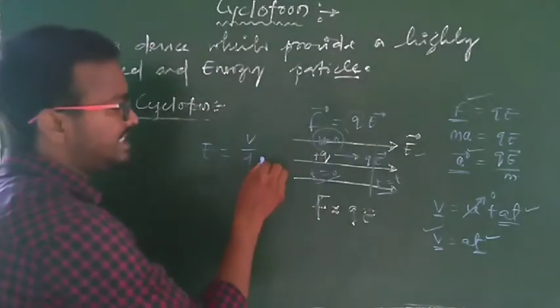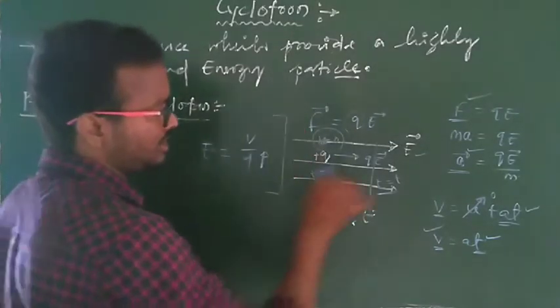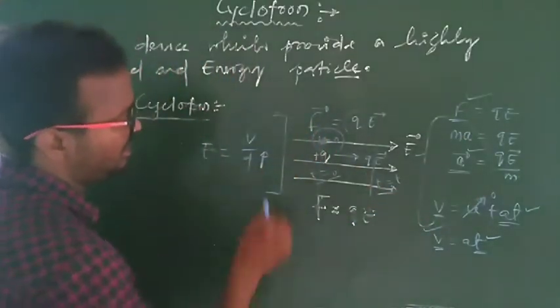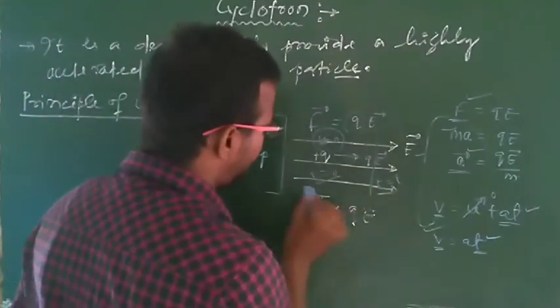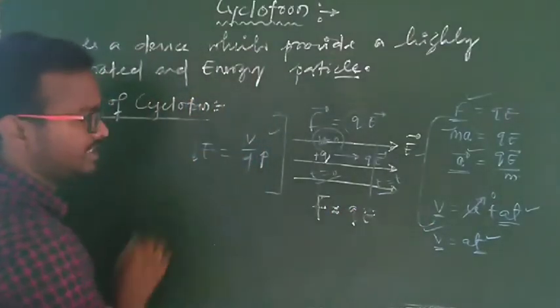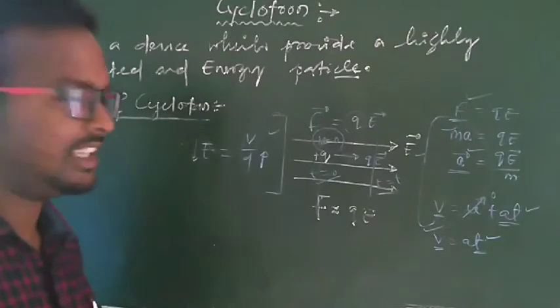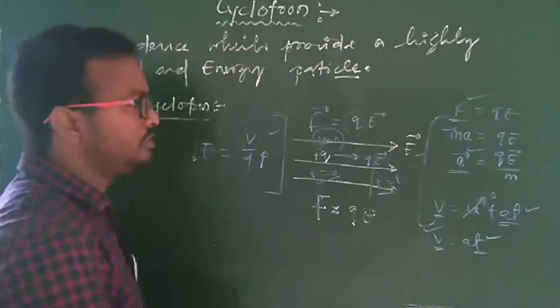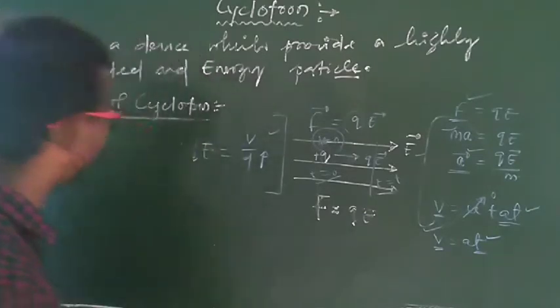If the distance of separation between this system and the other system, which we will discuss later, is d, and the distance d increases, then the electric field decreases. But we need a highly energetic particle, so we need the maximum electric field. So we have to use another concept, that is the magnetic field.